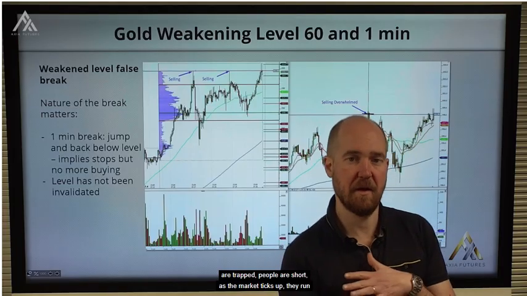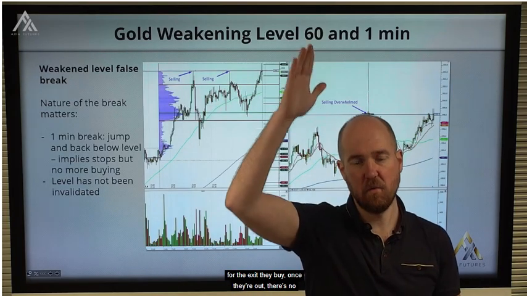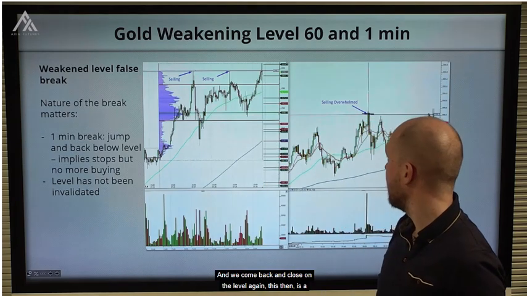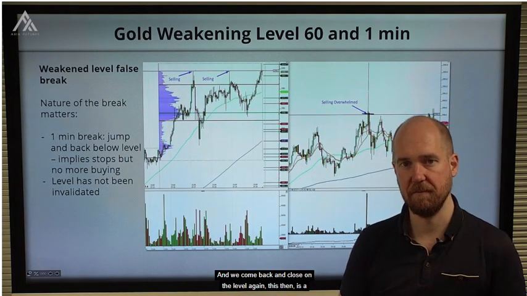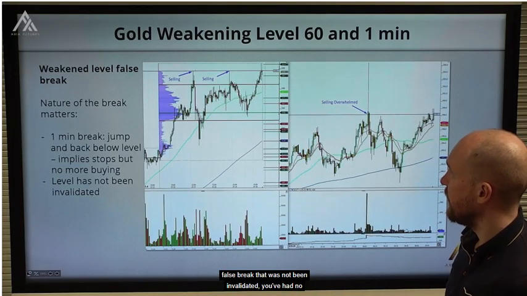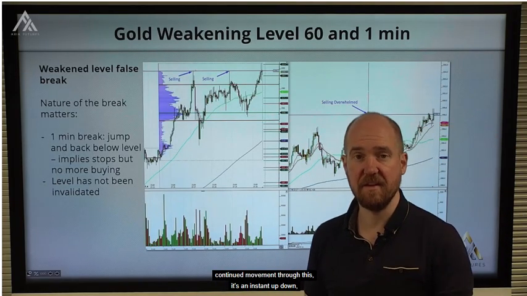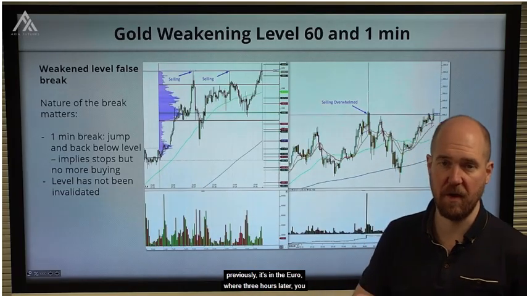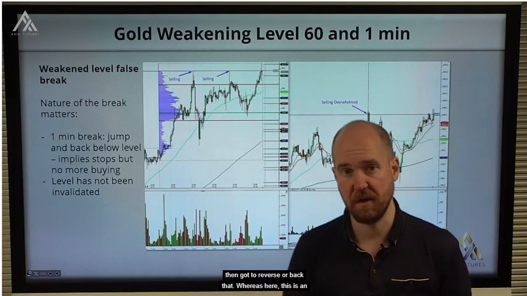As the market ticks up, they run for the exit. They buy. Once they're out, there's no continuation of movement. And we come back and close on the level again. This then is a false break. The level's not been invalidated. You've had no continued movement through this. It's an instant up, down. Completely different story to the one we just previously looked at in the euro, where 3 hours later you then got the reversal back down.